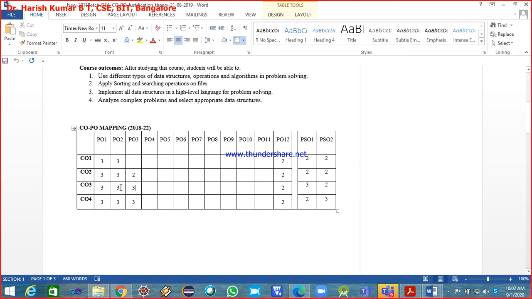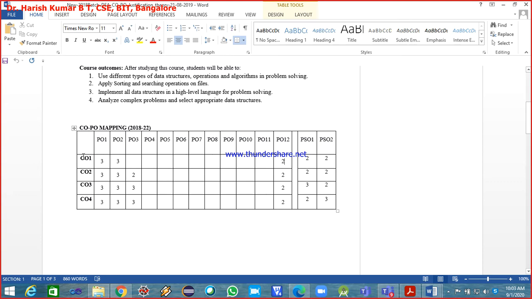And of course you have the lab session also for this course, data structure and applications laboratory, where there are 12 programs, and we'll be implementing all those 12 programs. And CO4 is again completely mapped to the first 3 POs, and it's moderately mapped to the lifelong. PO12 is lifelong learning, and it is moderately mapped. So 1 is the least mapping, 2 is moderate mapping, and 3 is the high mapping.